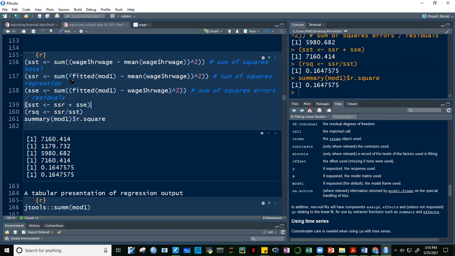Ano yung SST? Sum of the squares of total. Ito yung total variability, total variation ng hourly wage natin. Kinuha natin yung difference ng actual minus the mean. In-square natin siya. Sinum up natin siya. So this is the sum of the squares, kaya nga, sum of the squares total. Tapos ano nangyari guys? Si SSR, ito yung regression natin. Sum of the squares of your regression.